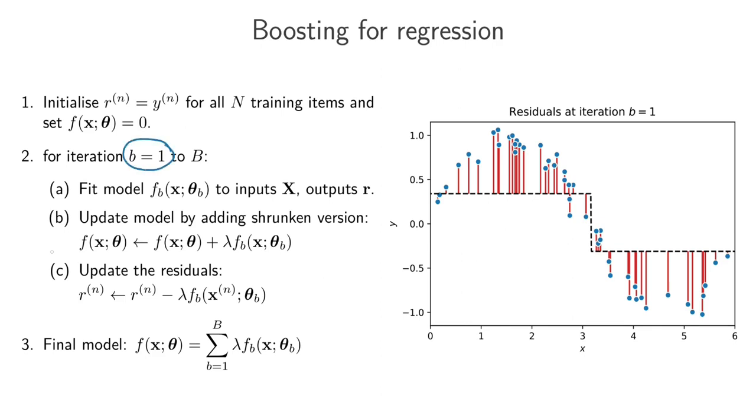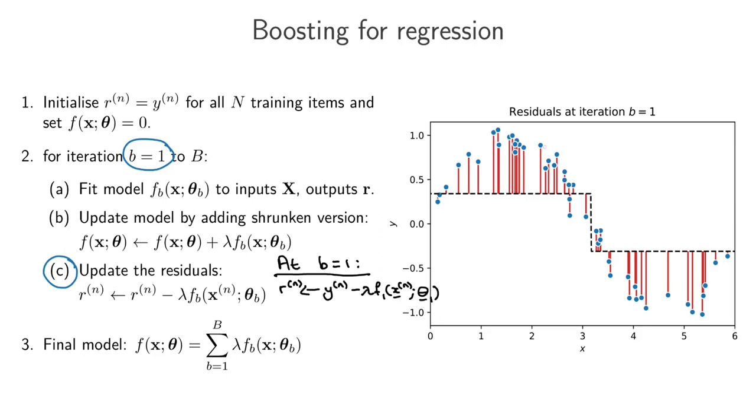So we're still at b equal to 1, and now we're at step C. This step says update the residuals. Rn becomes the previous Rn minus lambda f1(xn; theta 1). So at b equal to 1, in the first iteration, remember that all the r's are basically the y's from the way that we initialized. This means that Rn will now become yn minus lambda f1(xn; theta 1).